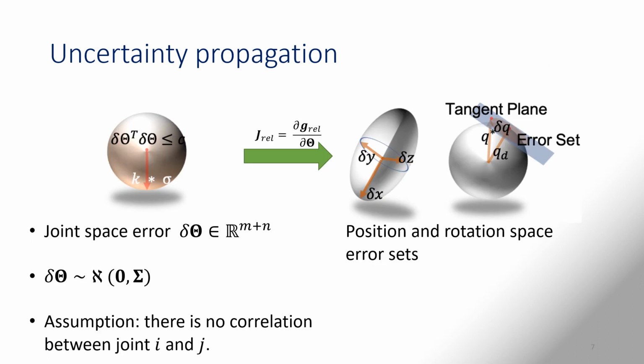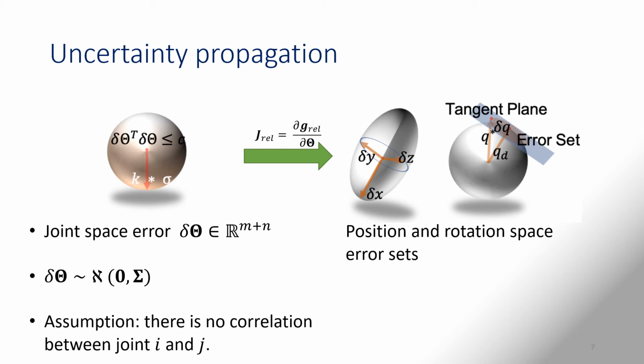Now that we know the relative Jacobian matrix of the pseudo single arm, in order to get the task space error sets, we need to first model the joint space error. Assuming that the actuation errors of each joint follow a Gaussian distribution and no two joint errors are correlated, the error vector delta theta becomes an m plus n dimensional Gaussian with zero mean vector and diagonal covariance matrix sigma. Then the joint space error set becomes an m plus n dimensional ball, as shown in the left figure.